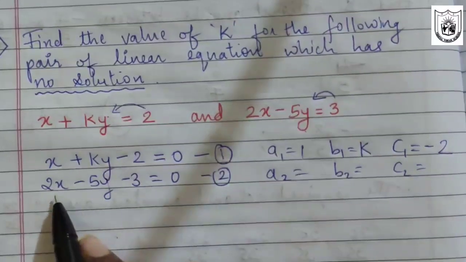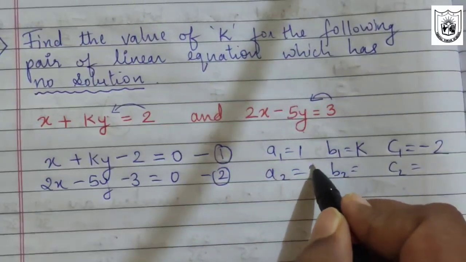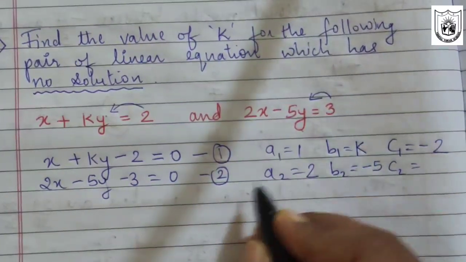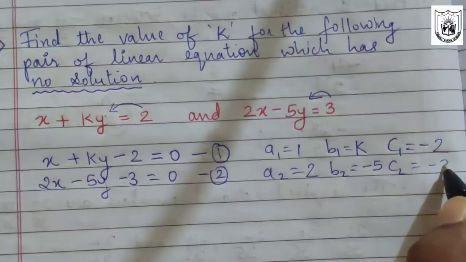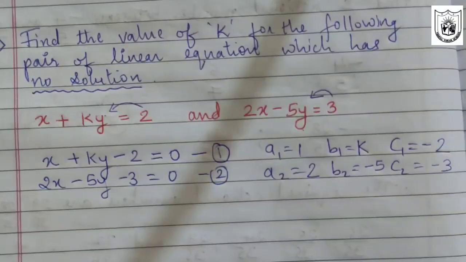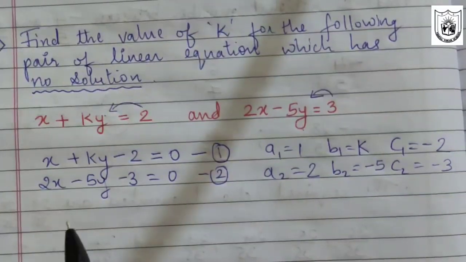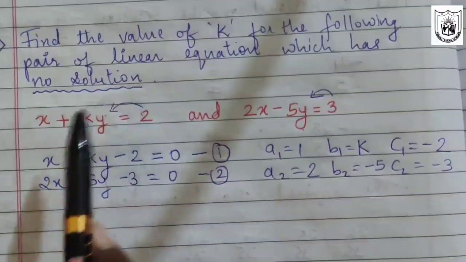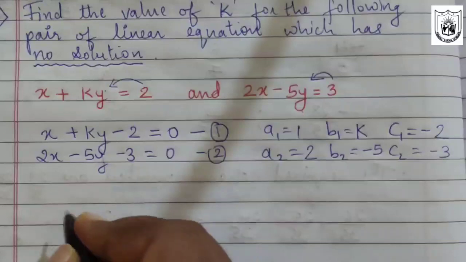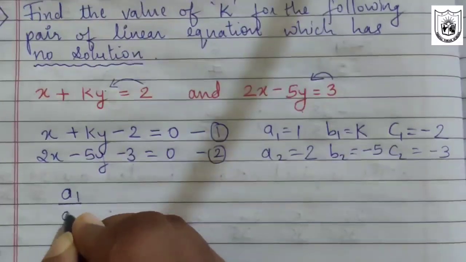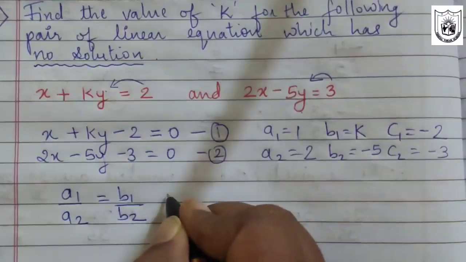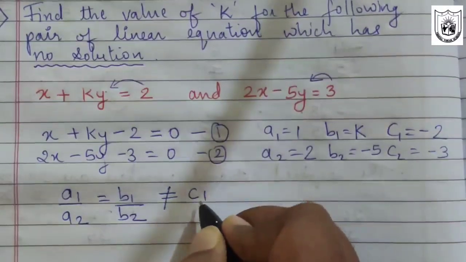Similarly for the second equation, a2 is 2, b2 is minus 5, and c2 is minus 3. So we have written the coefficients for x, y and the constant number. Next what we have to do is write down the condition for no solution. What is the condition for no solution? We have learnt earlier that it is a1 upon a2 equals b1 upon b2 not equal to c1 upon c2.